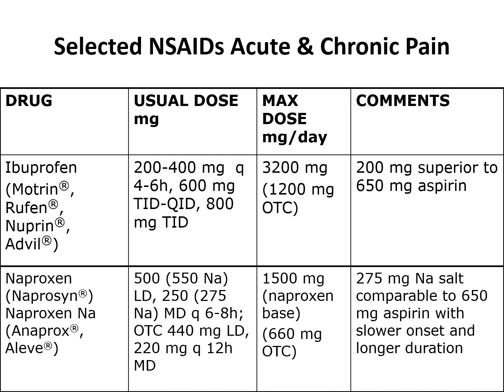So selected NSAIDs for acute and chronic pain come in a variety of shapes, sizes, colors, and formulations. All available over the counter, and some as prescription. I think we just have to be cautious with long-term use of these agents because they do impact the kidney, they are metabolized, and they can have an effect on blood pressure. So most physicians try to avoid chronic use of NSAIDs. Think about the topical options for NSAIDs that I went over earlier.